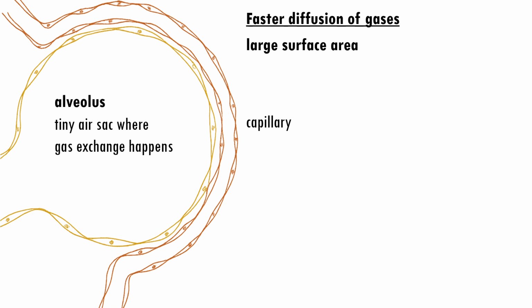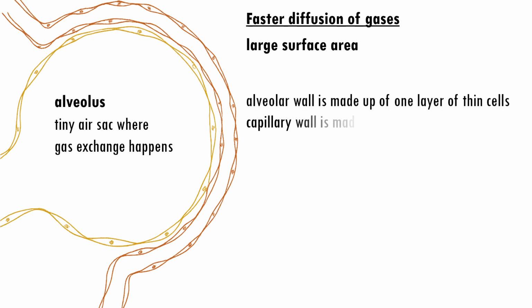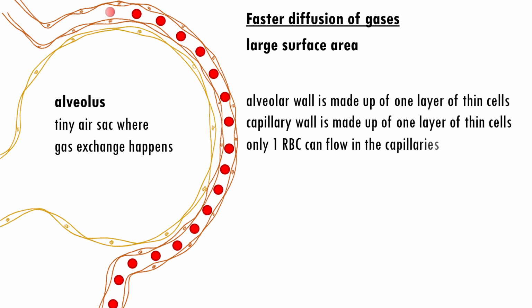Because of this large surface area, a lot of gas can diffuse across at once, making the exchange very efficient. The walls of each alveolus are made of just one thin layer of cells, and the same is true for the capillaries surrounding them. Only one red blood cell can pass through these capillaries at a time. This creates a very short diffusion distance, which allows oxygen and carbon dioxide to move in and out quickly.